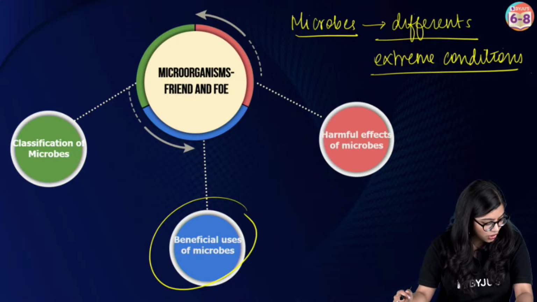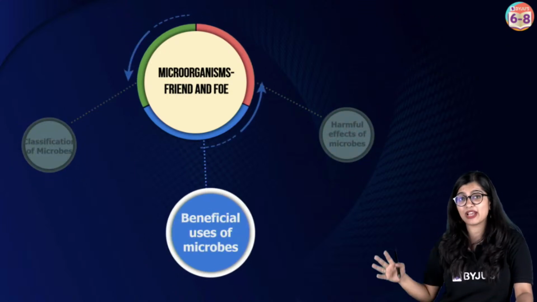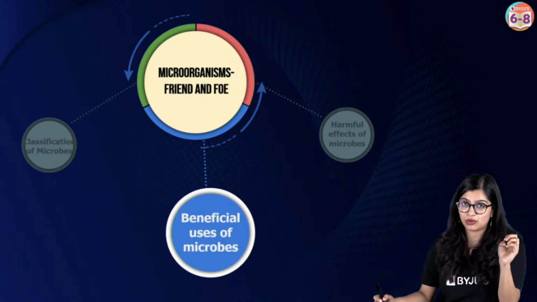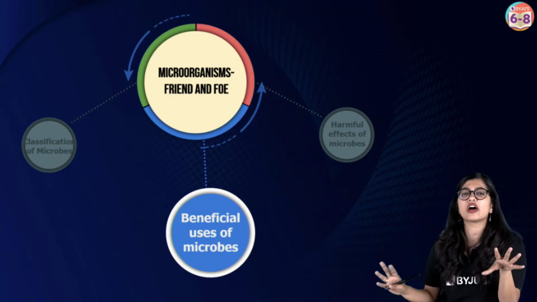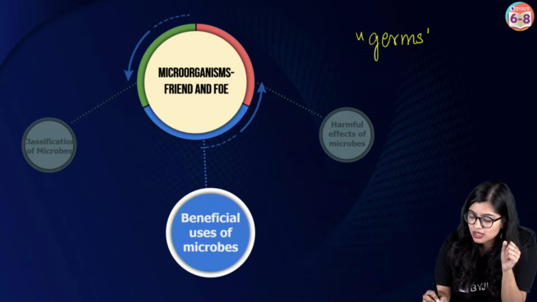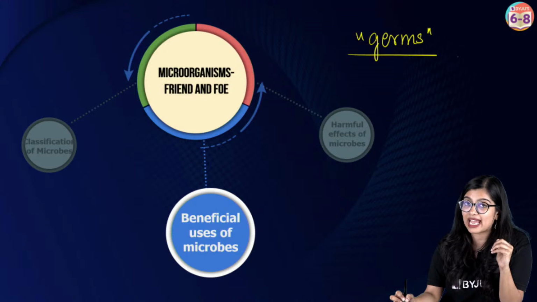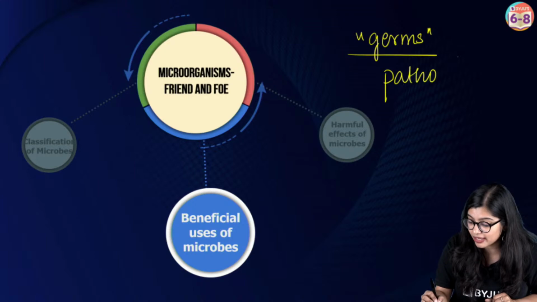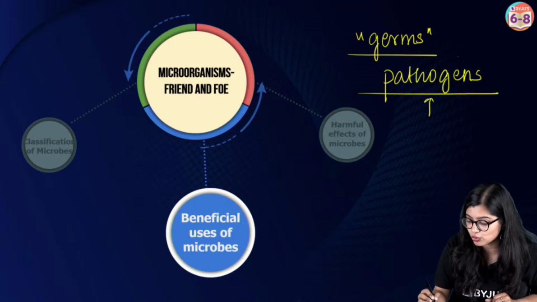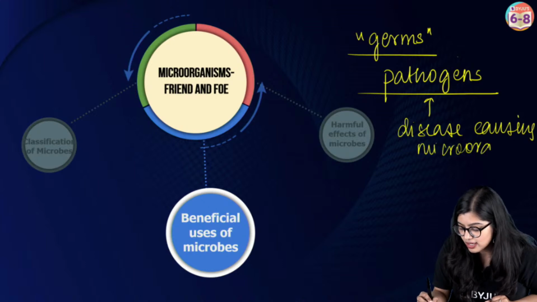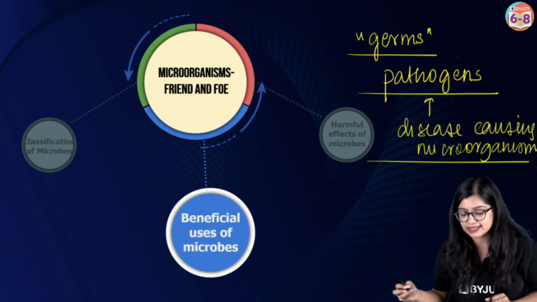Yes? So we know that microorganisms are omnipresent. That means they are found everywhere. But in one particular case, microorganisms most often than not have a very bad image, right? Because in our lower grades, we have all learnt about germs. Germs are organisms which can cause harm to our body. Later on, we will understand that disease-causing microorganisms are called pathogens. What are pathogens? Pathogens are disease-causing microorganisms, right?